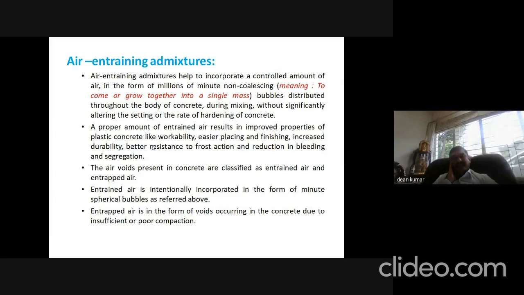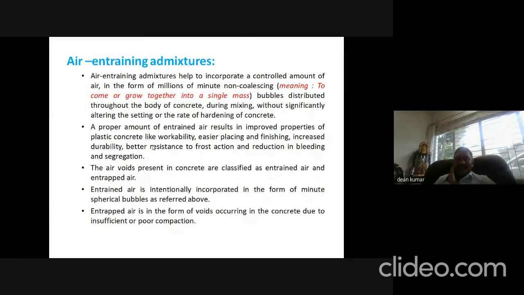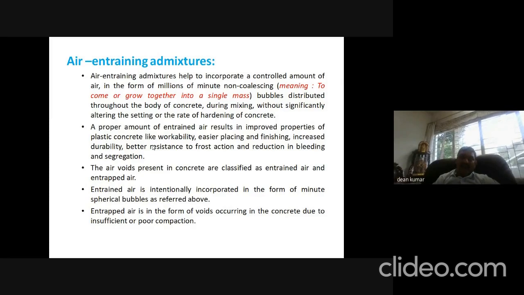I am purposefully incorporating air into the concrete, that is called entrained air, in the form of minute spherical bubbles. Entrapped air is in the form of voids occurring in the concrete due to insufficient or poor compaction. Because compaction is not there or is poor, the air gets entrapped. Entrapped air is different, entrained air is different. Entrained air, I am adding purposefully.